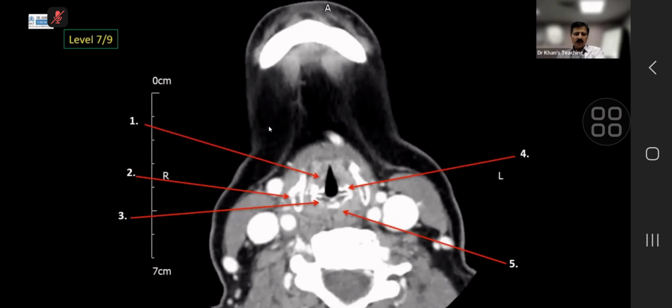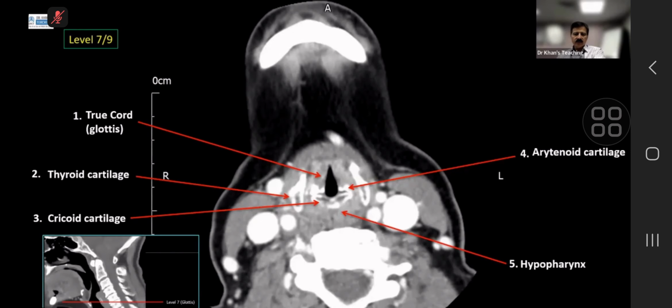Third last level. What is number one? True chord. Number two. Thyroid cartilage. Number three. Cricoid. Number four. Arytenoid. Very good. And what is here? This collapsed thing, soft tissue. Number five. Excellent. So these are the answers.